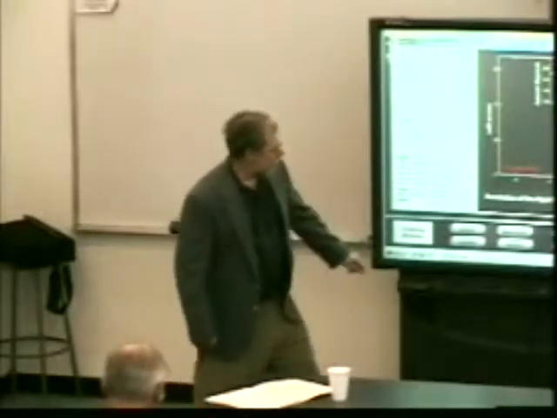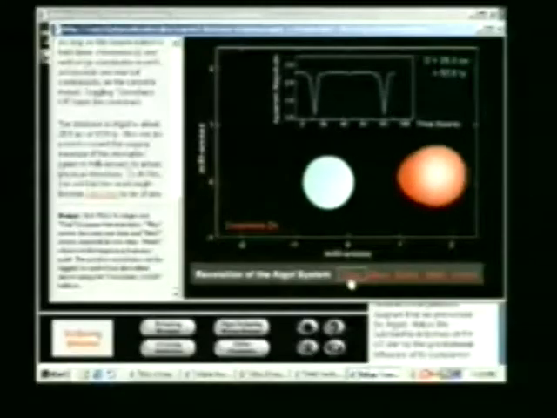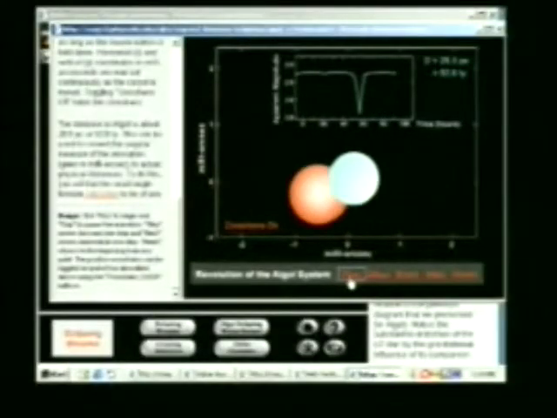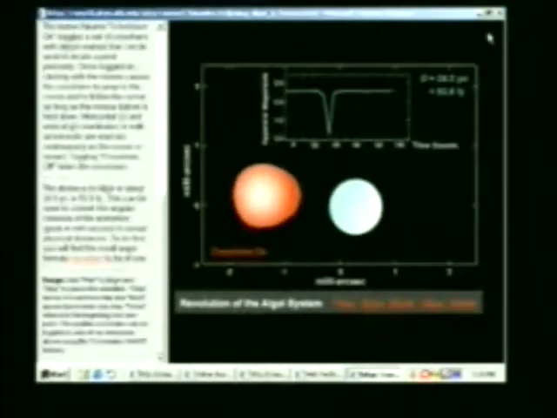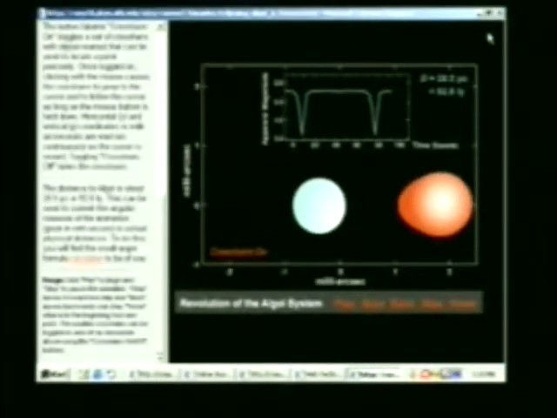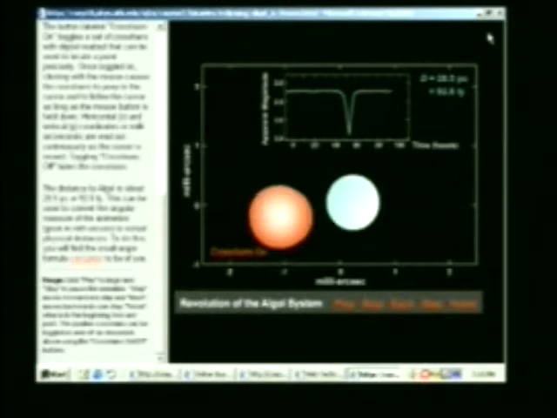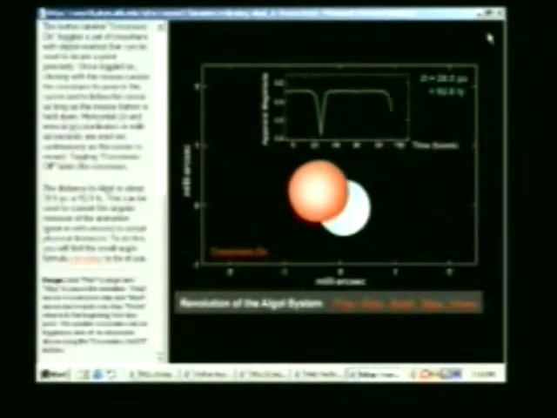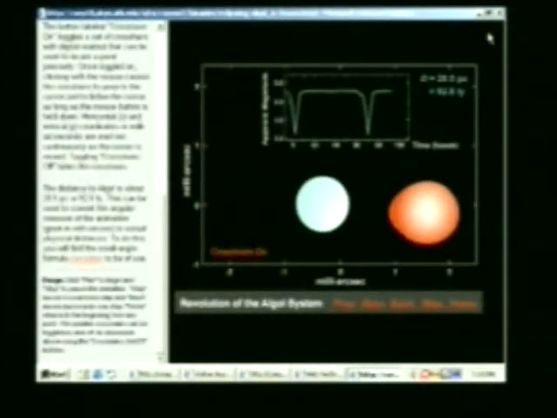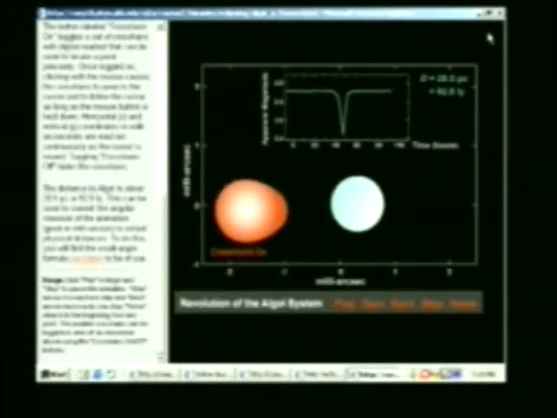Now, I won't go too much into the details here. Let's see, can we expand full screen? I just want to show you another example of some possibilities. This is a binary star system called Algol. Anybody ever seen Algol? You can see it with the naked eye.